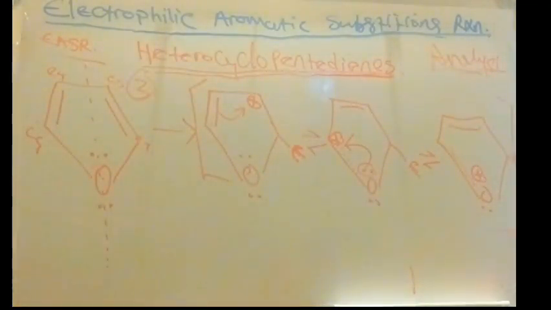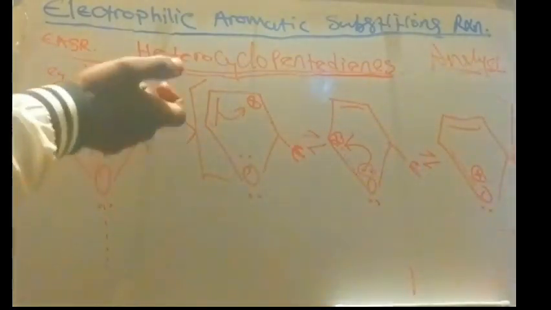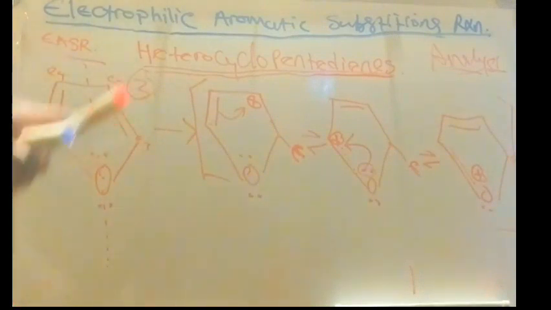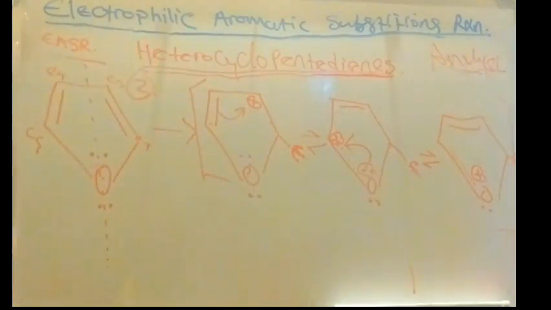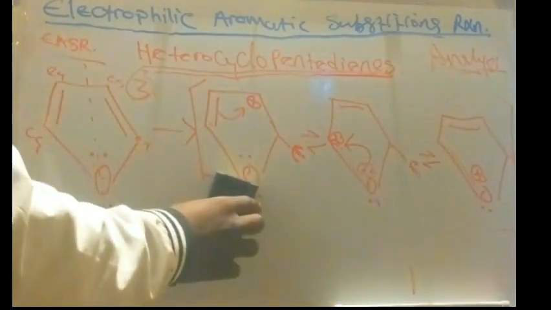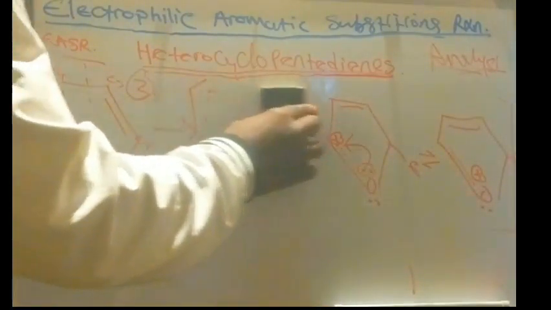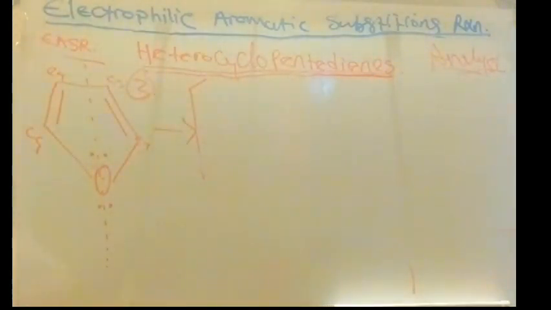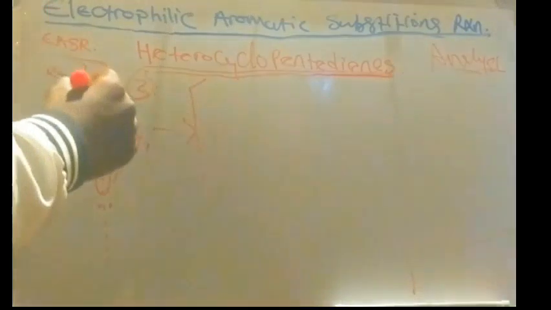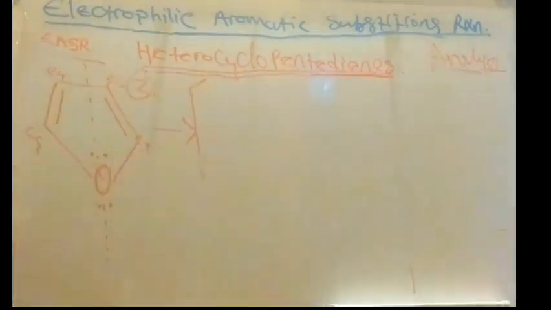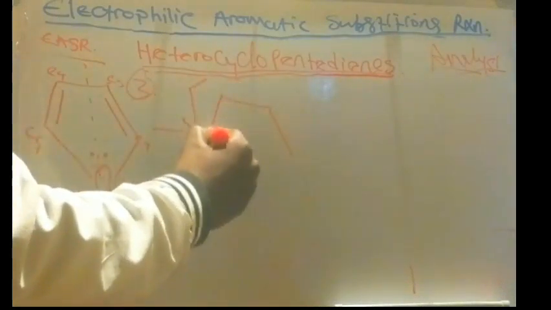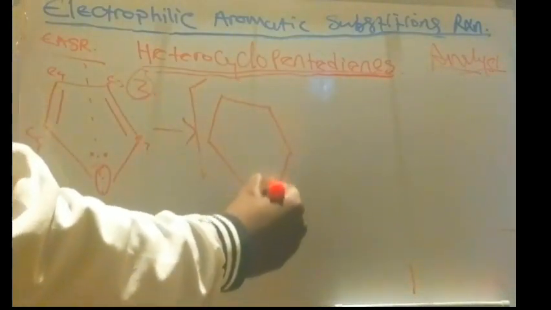So this is the first resonance at carbon number 2. Let's look at the second resonance at carbon number 3 and look at the relative stability between the two resonance structures. If we attack carbon number 3, that means this carbon will be the one involved in the new bond and will realize such a molecule. So this is our furan still.